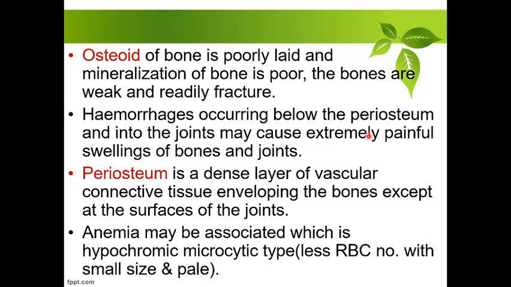Hemorrhages occurring below the periosteum and into the joints may cause extremely painful swelling of bones and joints. What is periosteum? It is a dense layer of vascular connective tissue enveloping the bone except at the surface of the joint. एनीमिया, मैंने बताया था पहले भी कि विटामिन सी की डेफिशिएंसी से एनीमिया होता है. Anemia may be associated with hypochromic macrocytic, and I have explained to you what is hypochromic and macrocytic type of anemia.